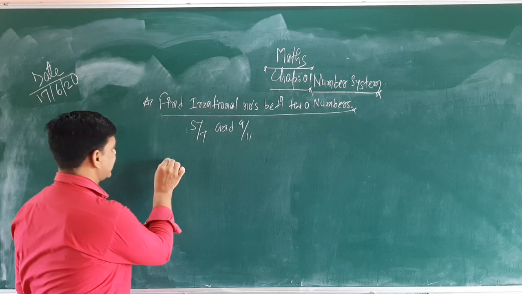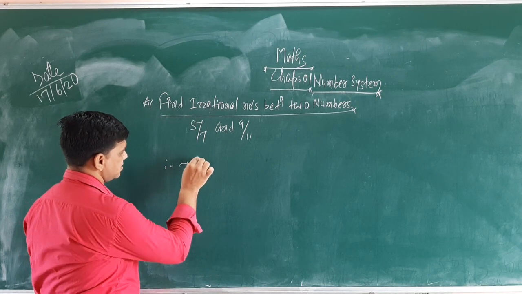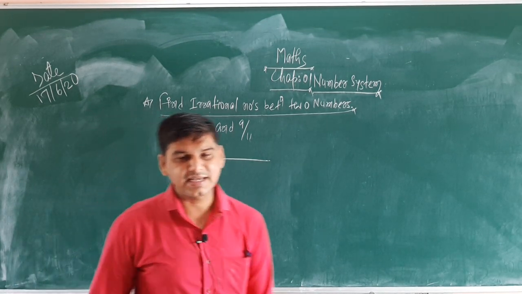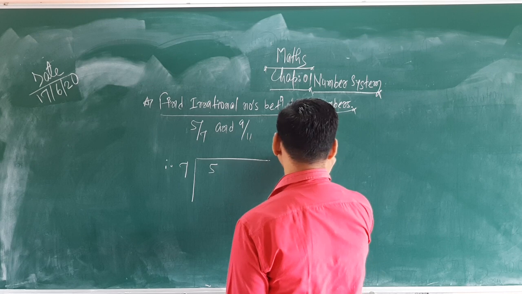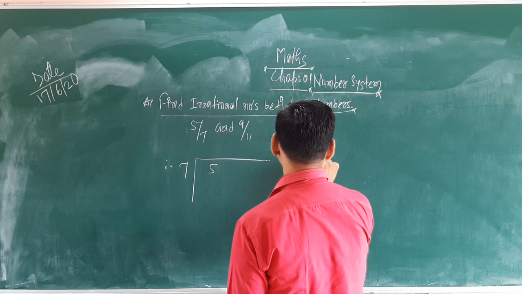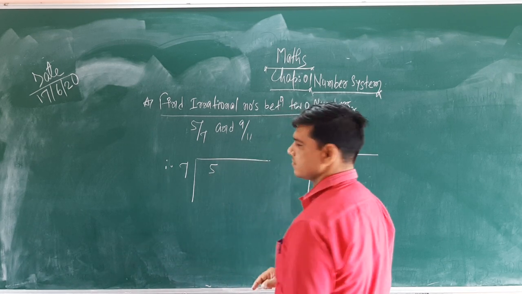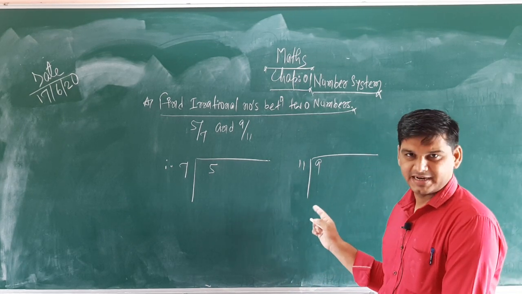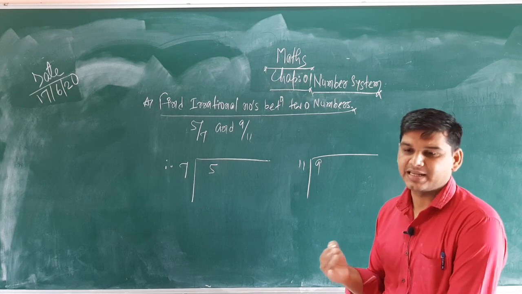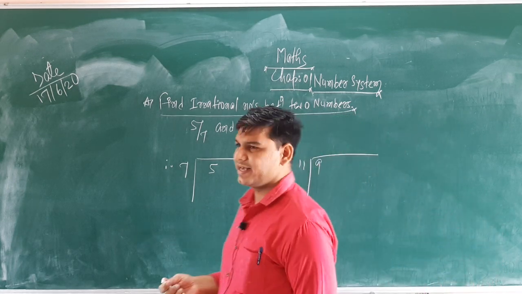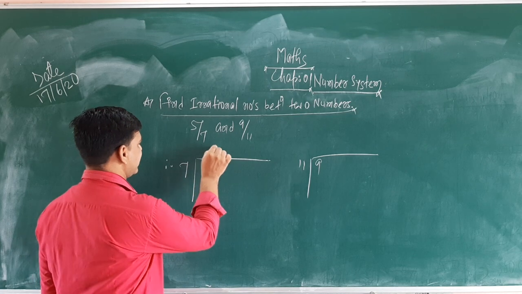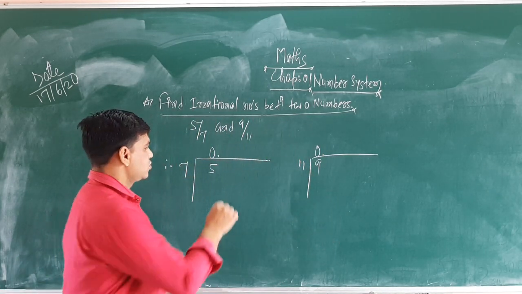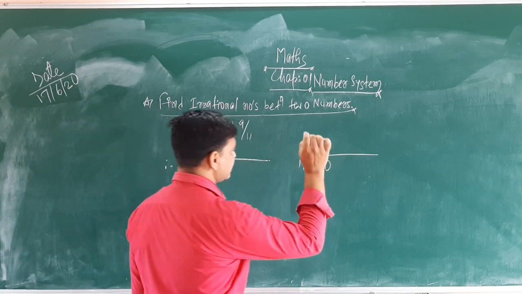So first divide 5 by 7. In the next step we have to divide 9 by 11. Both are to be divided using the long division method, and according to that we will get the irrational numbers. Here 5 cannot be divided by 7, so we will use 0. Here we can also use 0. So make 50 here and here 90.